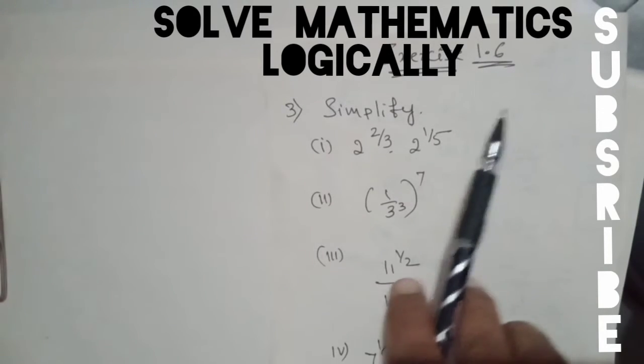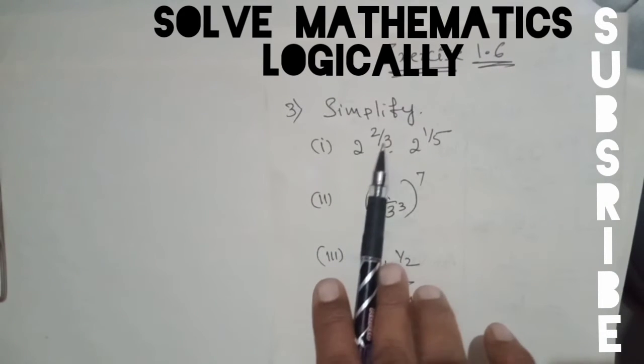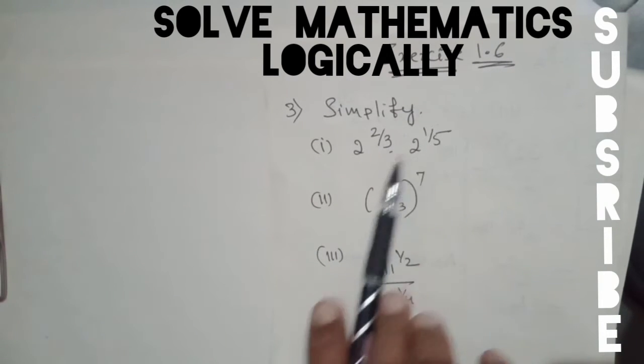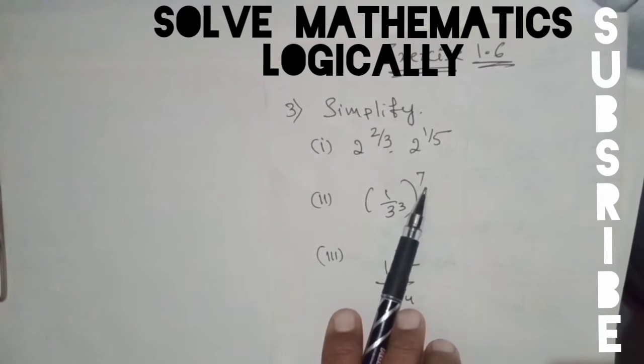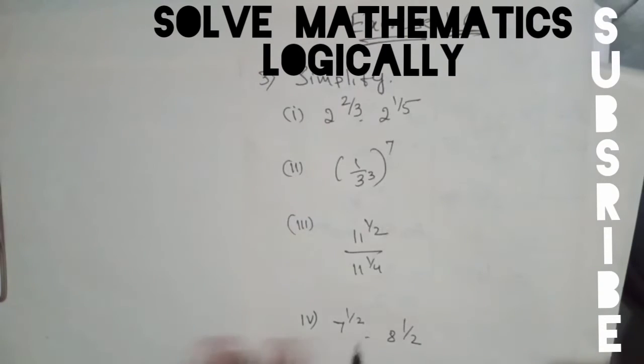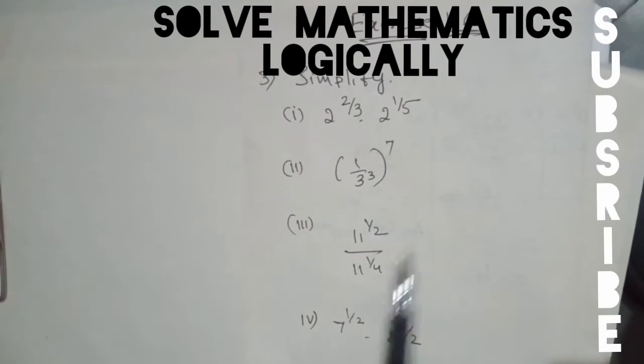You have exercise 1.6, third one, simplify. The first one is 2 raised to 2 by 3 and 2 raised to 1 by 5. And the next one is 1 upon 3 raised to 3 and the raised to 7. It is very simple. The question looks more difficult, but these are very simple problems, children. Don't look at these numbers and get afraid of these powers like 1 upon 2 and all those things. Very simple problems. These are already solved in your 8th standard.